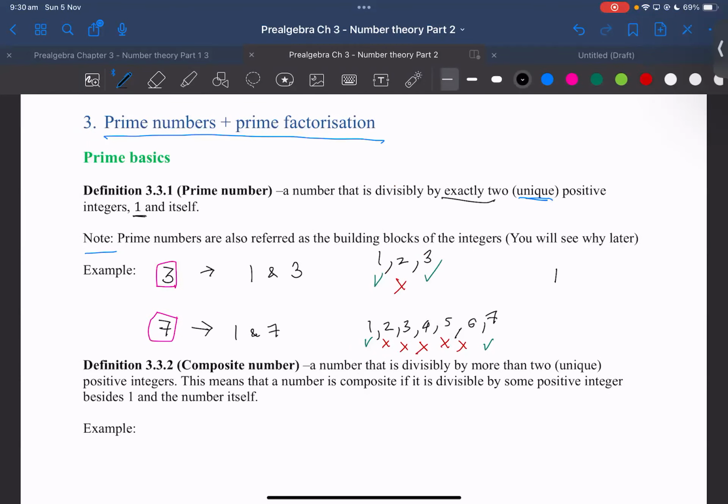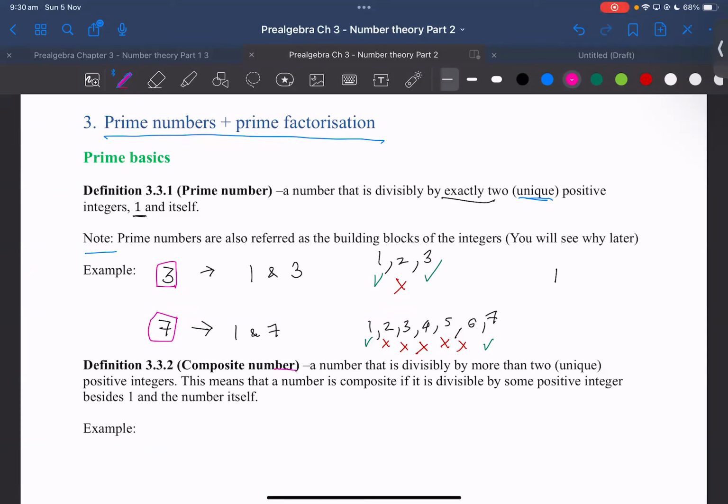Is 1 prime? Neither. It's a trick. It can only be divided by one thing, so it's not prime. And it's also not this new thing we're going to learn next, which is composite. So this is actually a special number. 1 is neither prime nor composite, because it only has one factor, 1.